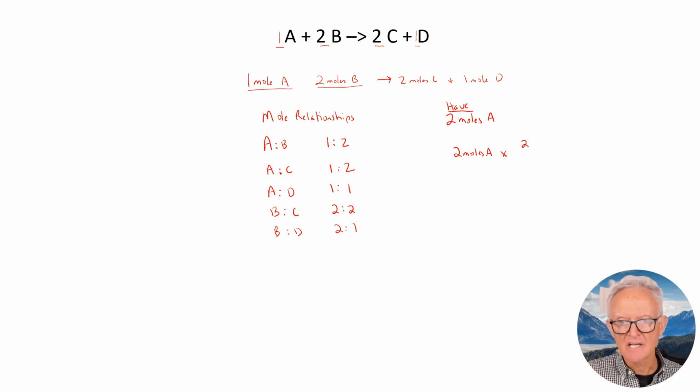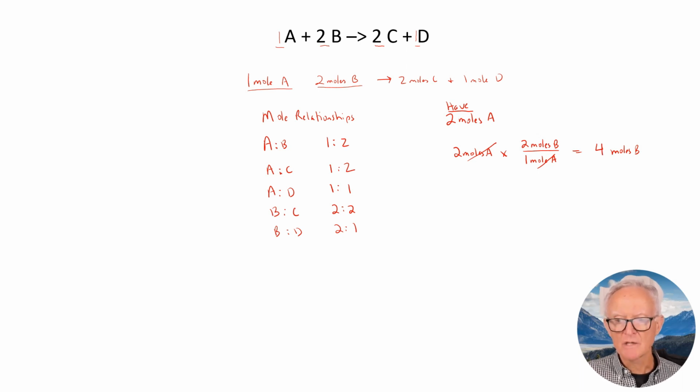So we can set that up as a conversion factor. We put 2 moles B in the numerator and 1 mole A in the denominator. Now moles A are going to cancel, and we're left with moles B as our remaining units, the uncanceled units. And 2 times 2 is going to be 4, so we have 4 moles B.